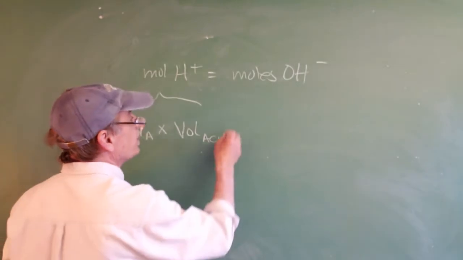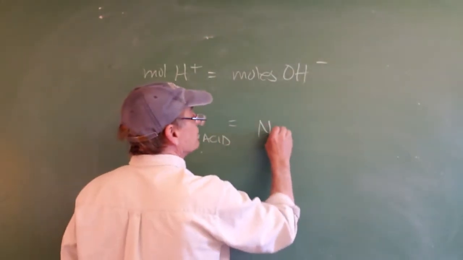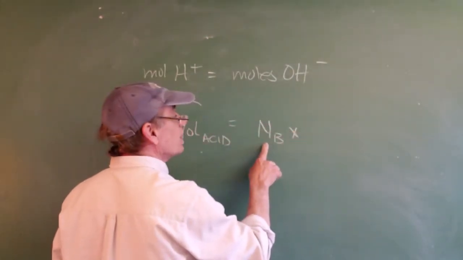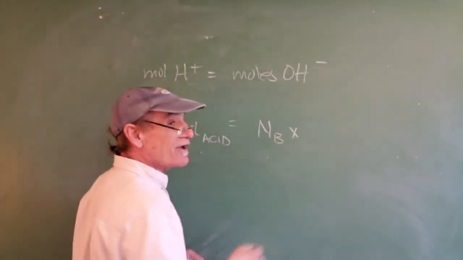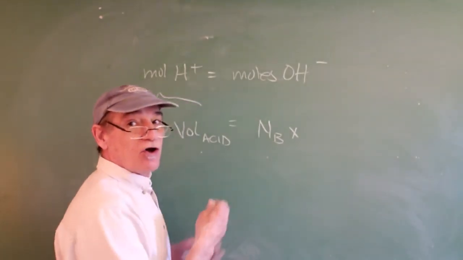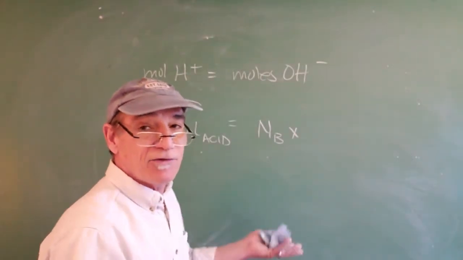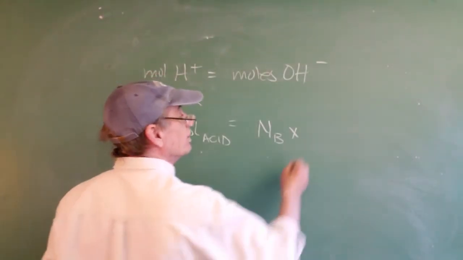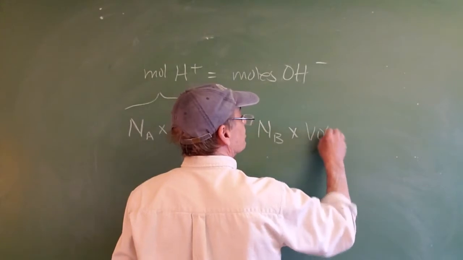The normality of the base did the same thing. It just took a total head count of hydroxides, regardless of how the base showed up, whether it came 3 in a package or 2 in a package. Ultimately, they just took a total head count of how many hydroxides are there, times the volume of the base.